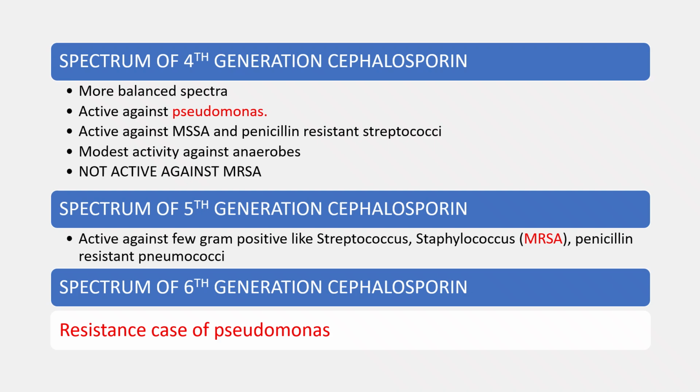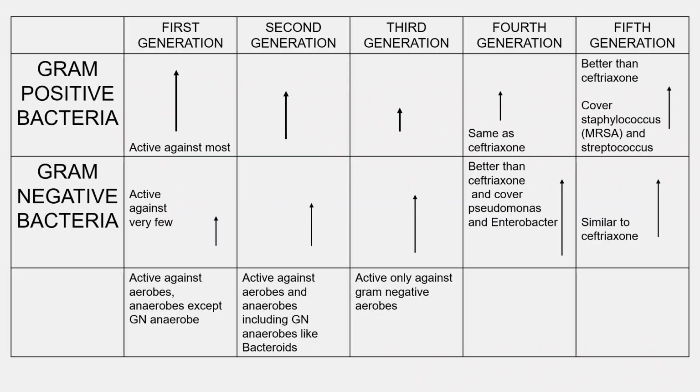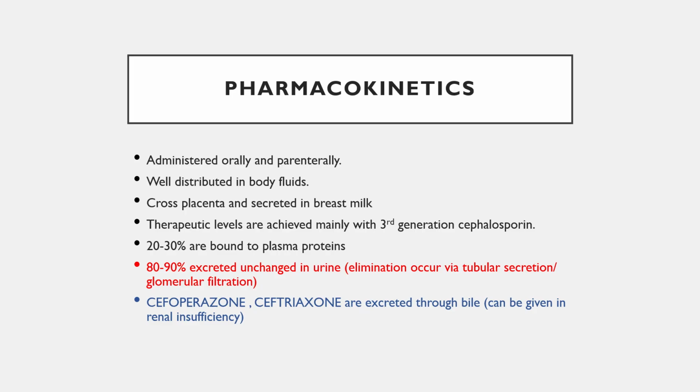For the sixth generation cephalosporins, resistant cases of Pseudomonas are sensitive to them. As we move from first generation cephalosporins towards fourth generation, the activity against gram-positive bacteria reduces, and as we move from first generation towards fourth generation, the activity against gram-negative bacteria increases.